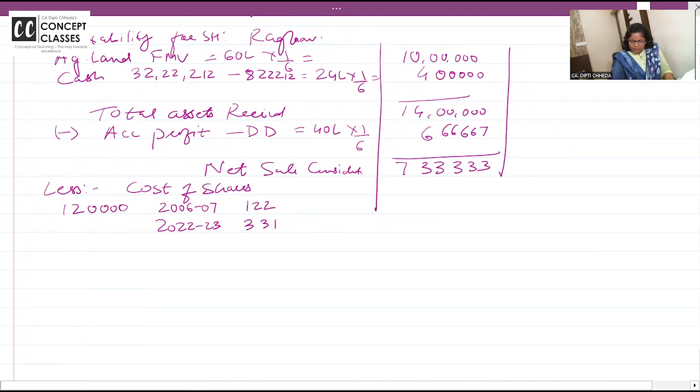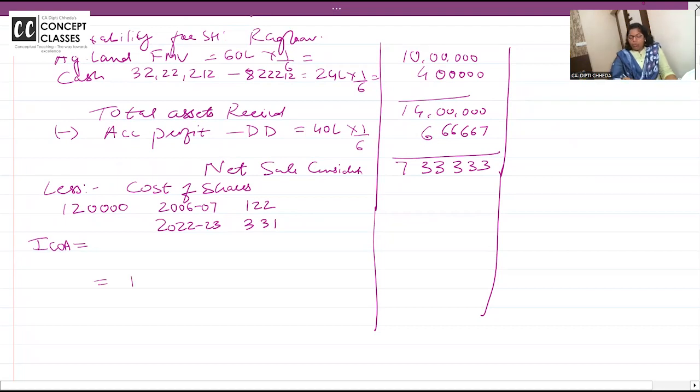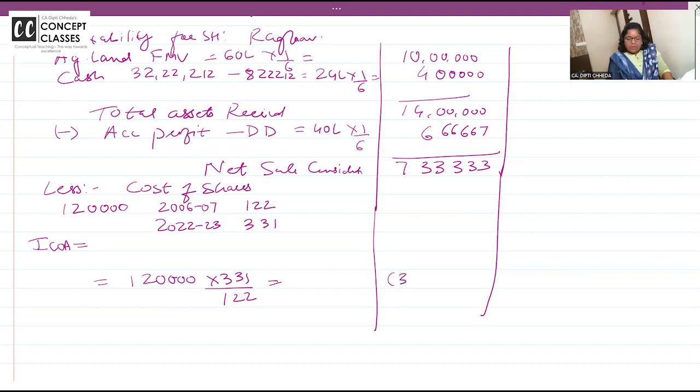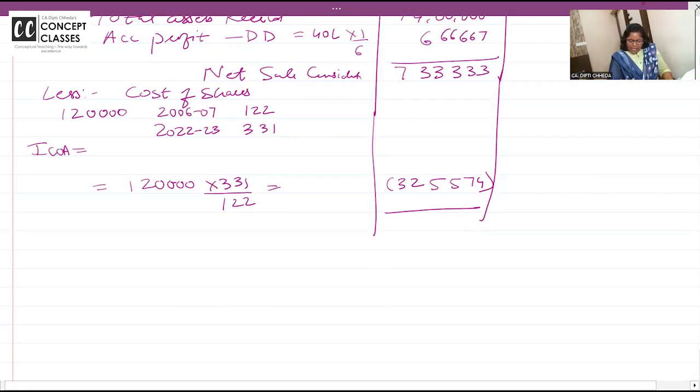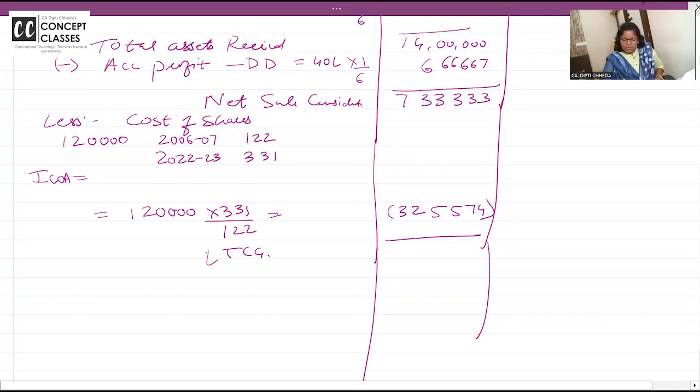1,20,000 is how much? Some of you may have learned formulas for the indexation. It's very easy. If you want, write down. Leave 2 lines below index cost of acquisition. Whatever was available for 122 rupees in 2006-07, because of inflation, it is available for 331. So 120 into 331 divided by 122. How much is it coming? Check. 1,20,000 into 331 divided by 122. 3,25,574. And this time it is long-term capital. See, in the shareholder's hand, it will be taxable because their right is getting extinguished.